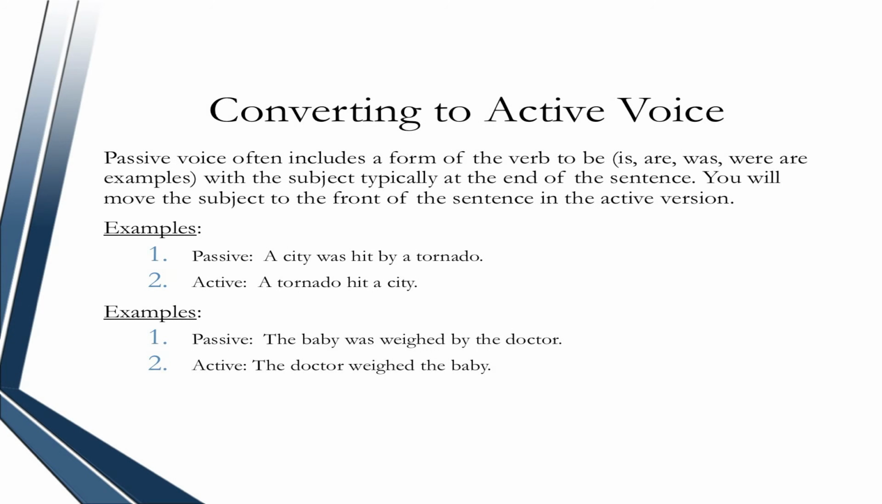Converting to active voice. Let's look at some examples of passive voice and how to convert to active. You know passive voice because it includes a form of the verb to be: is, are, was, were are examples. With the subject typically at the end of the sentence, you will move the subject to the front of the sentence in the active version.